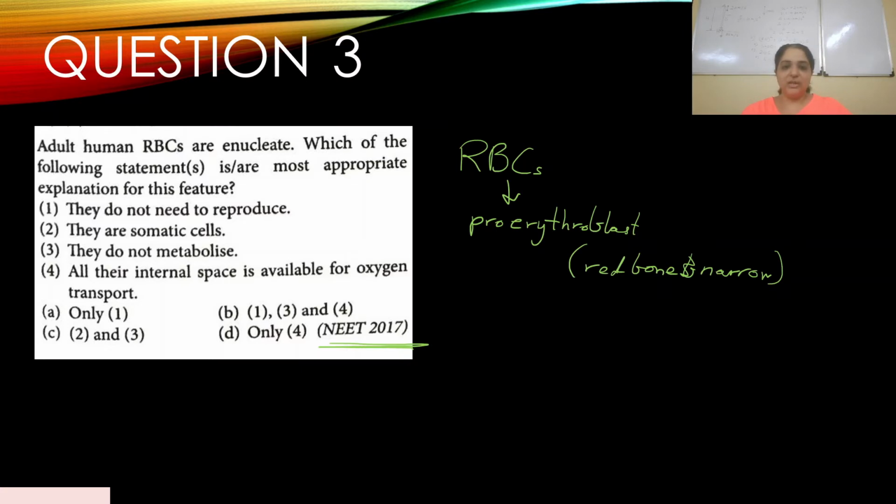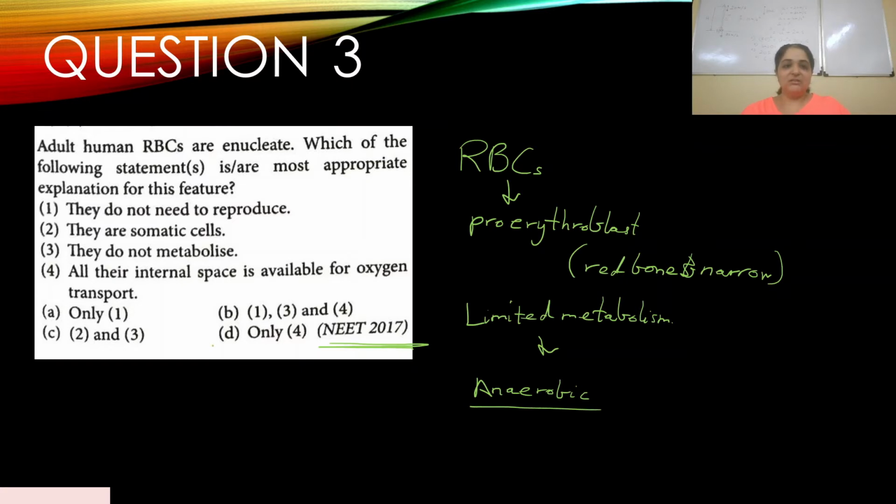They do not metabolize. They do metabolize, but there's limited metabolism. Okay, there is limited metabolism, and that is done anaerobically, because RBCs also need energy, right? But if they use up all the oxygen present in them, then there is no point of RBCs transporting oxygen. So their metabolism is done anaerobically, and it's limited metabolism. So that doesn't really answer our question, why are adult human RBCs enucleate.